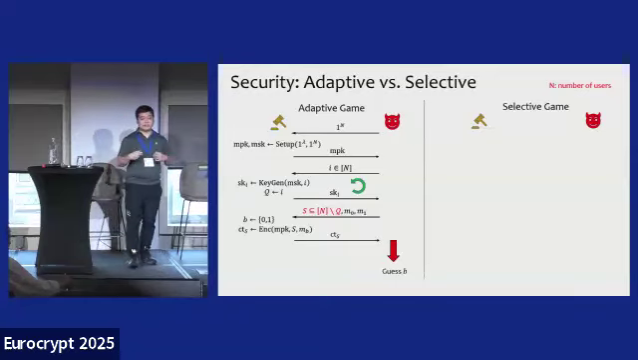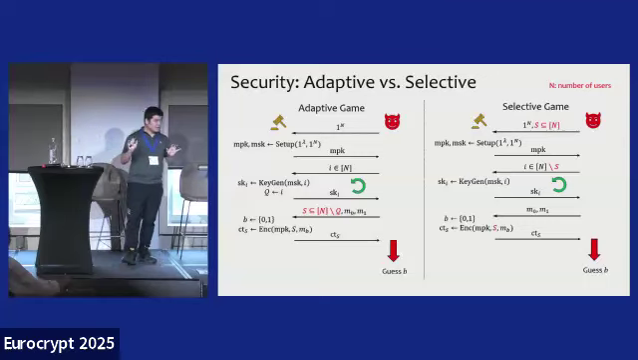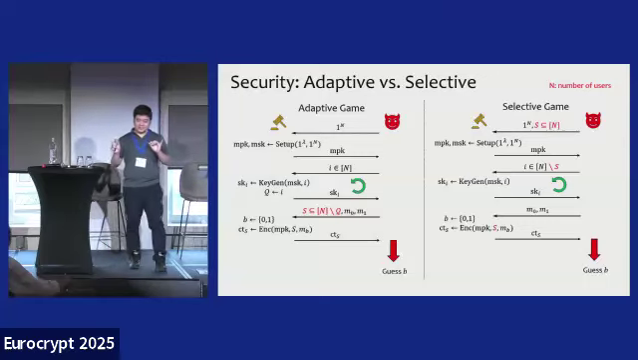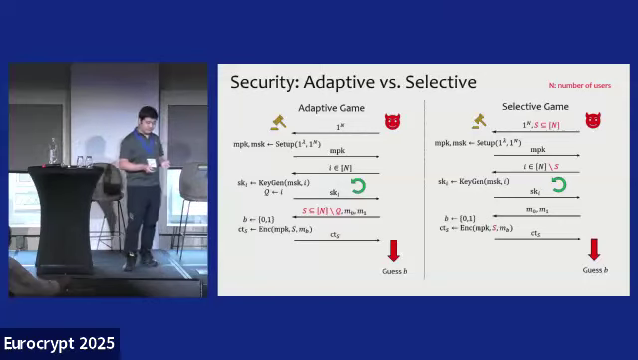On the other hand, in the selective game, the adversary is required to submit the challenge set prior to seeing the master public key. After that, it can make secret key queries for indices that are outside the set and then receive the challenge ciphertext. So while these two definitions look sort of similar, it turns out adaptive security is way harder to achieve.